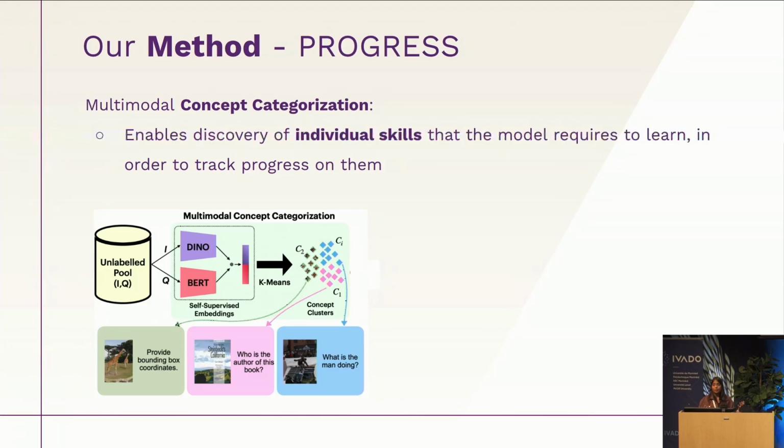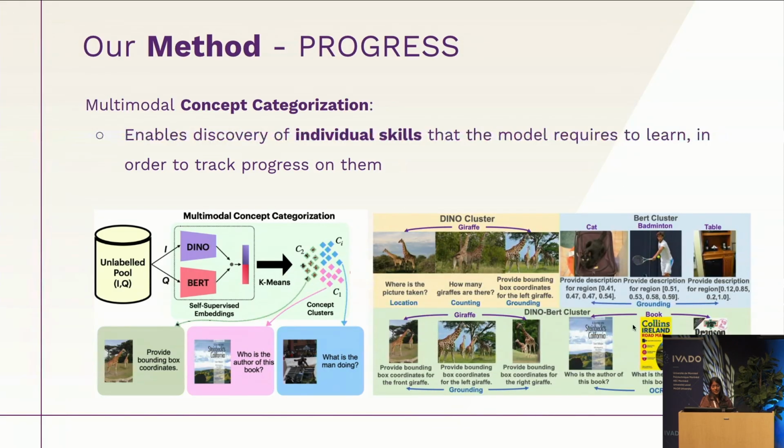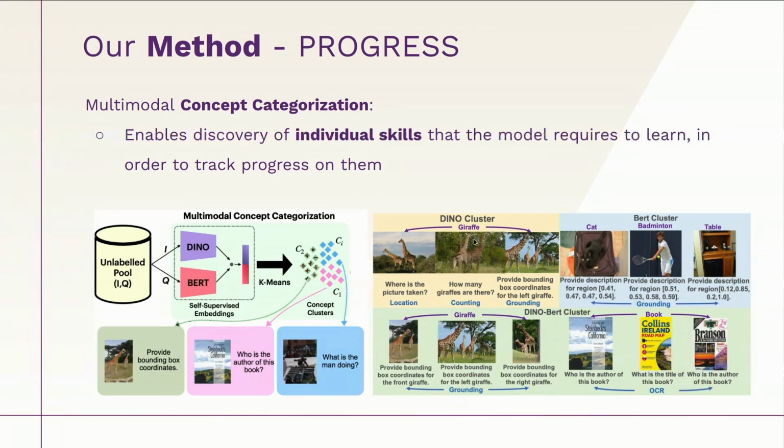So we take our pool of images and questions, and we just do clustering using the joint embedding coming from Dino, which is an image embedding model, and BERT, which is a language embedding model. And we obtain very nice clusters. If you do the clustering based on either just the image embeddings or just the language embeddings, then you don't get very tight clusters. But if you do it based on both, then you get very tight clusters.